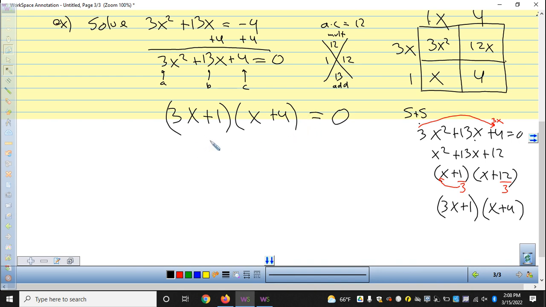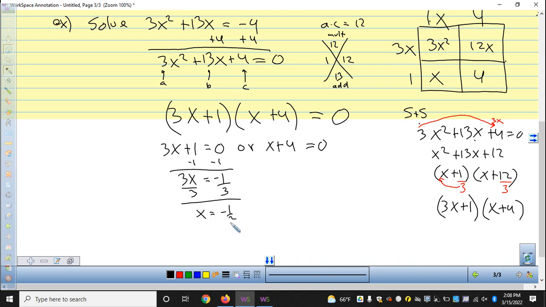Well, now I need to find x. This tells me that 3x plus 1 equals 0, or x plus 4 equals 0. So I'm going to solve each of these. 3x equals -1. Divide by 3. X equals -1/3. Here I'm going to subtract 4. I'm going to bring this all the way down. Or x equals -4. So the two solutions are x equals negative 1/3 or x equals negative 4.